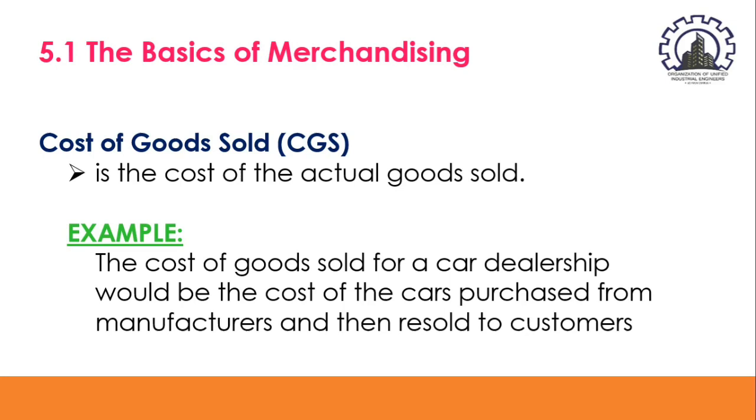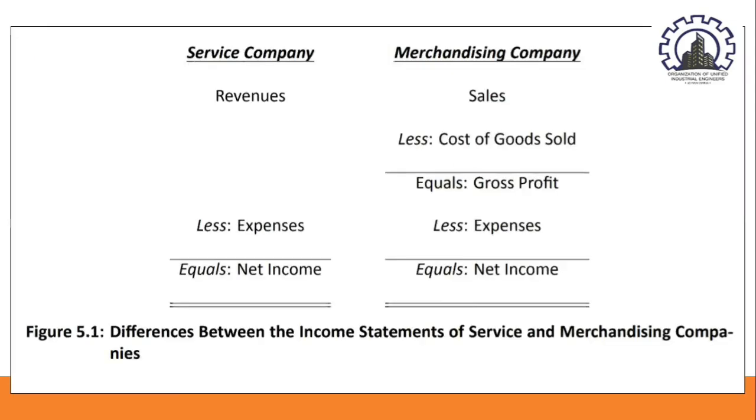Because a merchandiser has cost of goods sold expense and a service business does not, the income statement for a merchandiser includes different details. A merchandising income statement highlights cost of goods sold by showing the difference between sales revenue and cost of goods sold, called gross profit or gross margin. The basic income statement differences between a service business and a merchandiser are illustrated in figure 5.1.